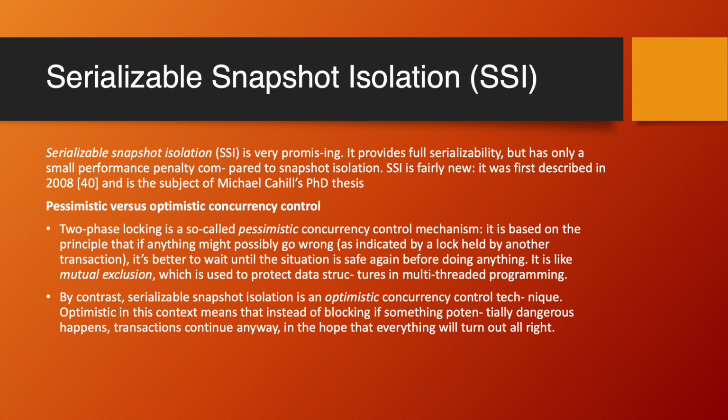Pessimistic versus optimistic concurrency control. Two-phase locking is so-called pessimistic concurrency control because it is based on the principle that if anything might possibly go wrong, it's better to wait until the situation is safe again before doing anything. It is like mutual exclusion, which is used to protect data structures in multi-threaded programming. By contrast, serializable snapshot isolation is an optimistic concurrency control technique. Optimistic in this context means that instead of blocking, if something potentially dangerous happens, transactions continue anyway, in the hope that everything will turn out to be all right.